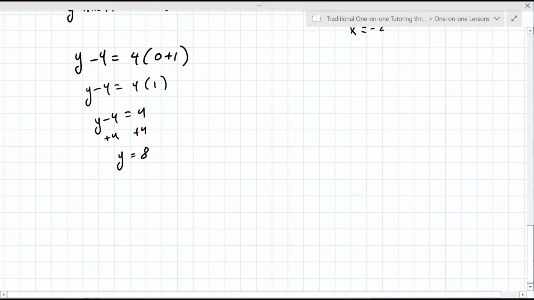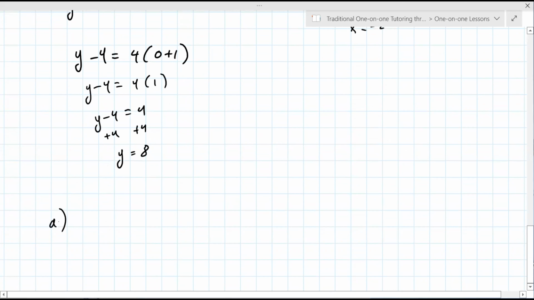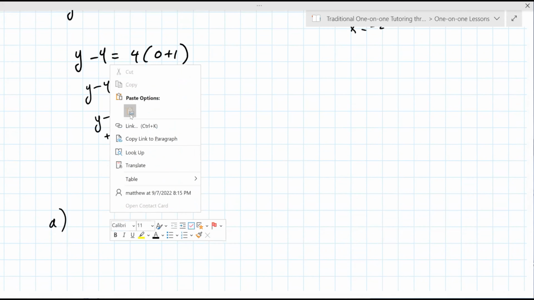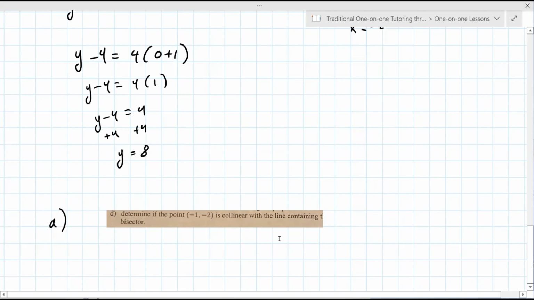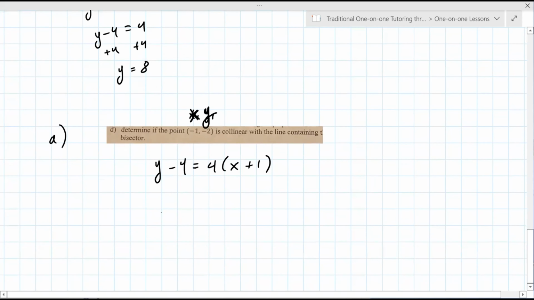Now part D, it says to determine if the point -1 comma -2 is collinear. So you have to put -1, -2 into that equation. Okay, and then I treat -1 as like x1 and -2 as y1. Yeah, x1 and y1. I'm sorry, x and y. Just x and y.